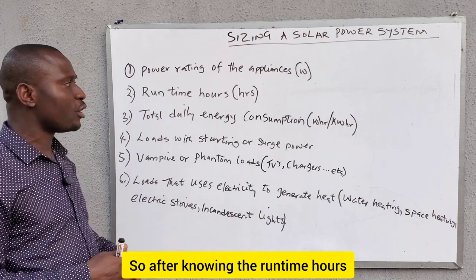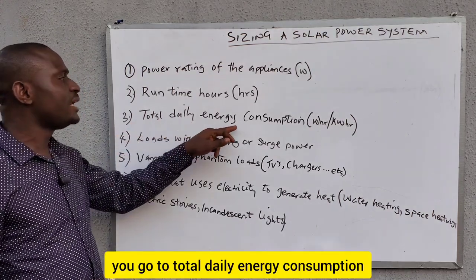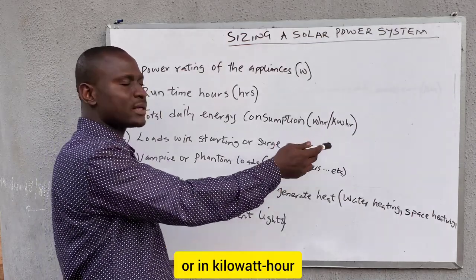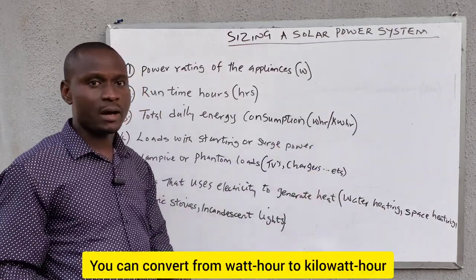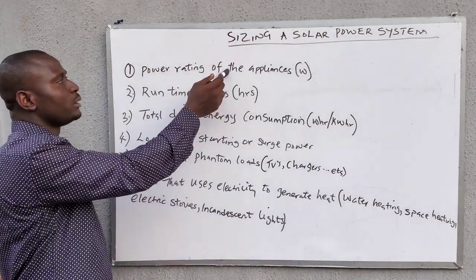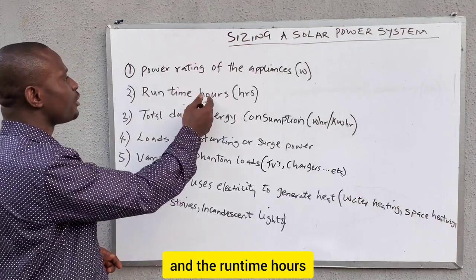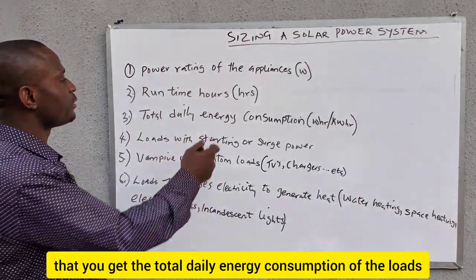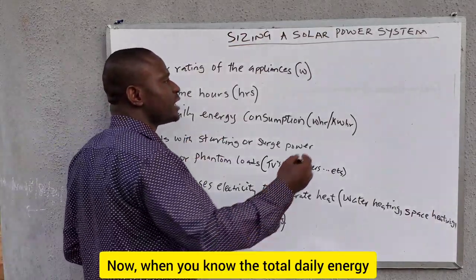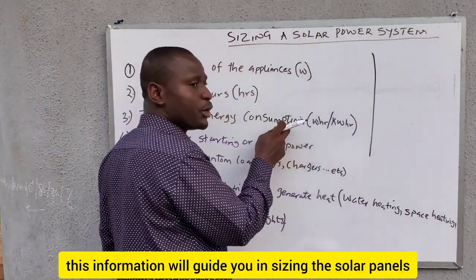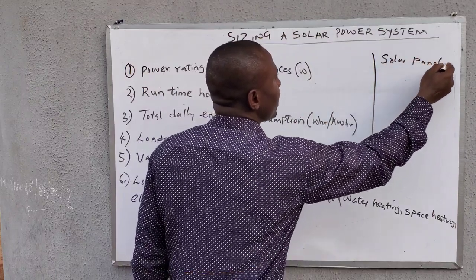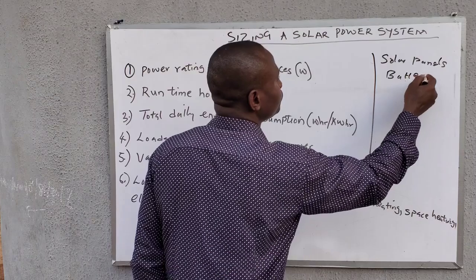So after knowing the runtime hours, you go to total daily energy consumption. This is rated in watt hour or in kilowatt hour. You can convert from watt hour to kilowatt hour or from kilowatt hour to watt hour. It is from the power of the appliances and the runtime hours that you get the total daily energy consumption of the loads. Now, when you know the total daily energy consumption of the loads, this information will guide you in sizing your solar panels, and also the batteries.